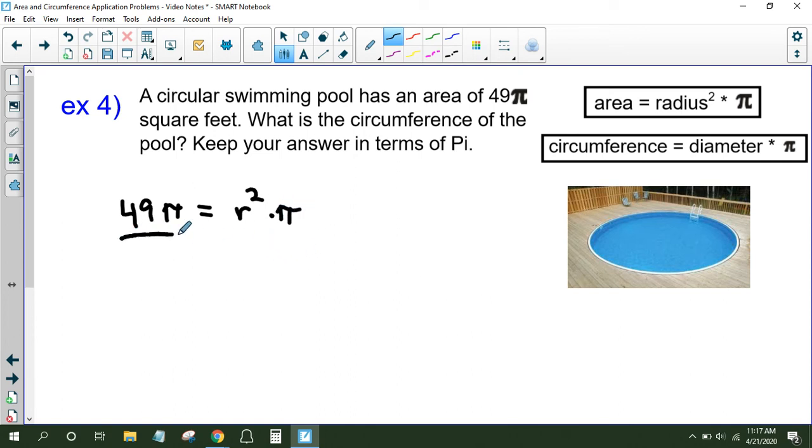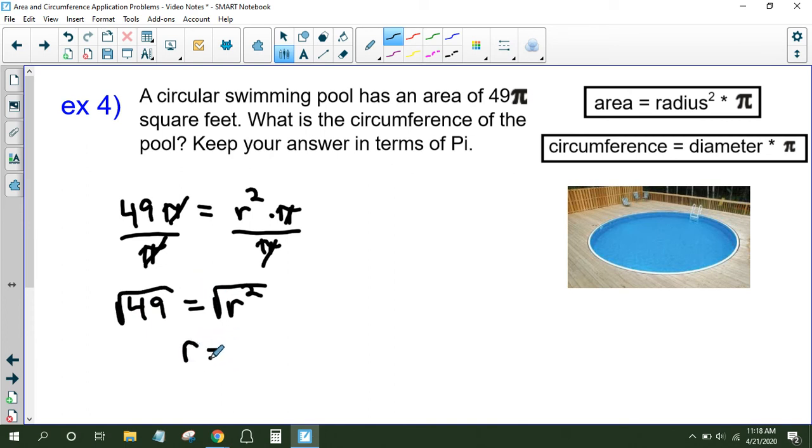Again, we have pi on both sides of the equal sign, so we can divide both sides by pi, making them cancel out. We get 49 is equal to r squared. We need r, not r squared, so we're going to take the square root of both sides. And we get that the radius is equal to 7.